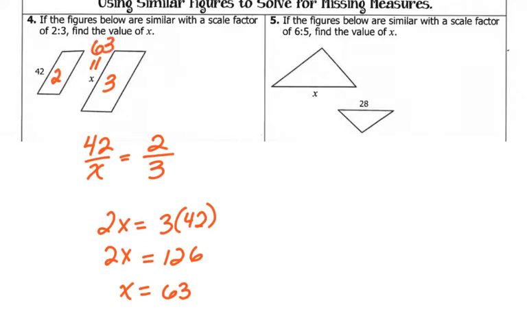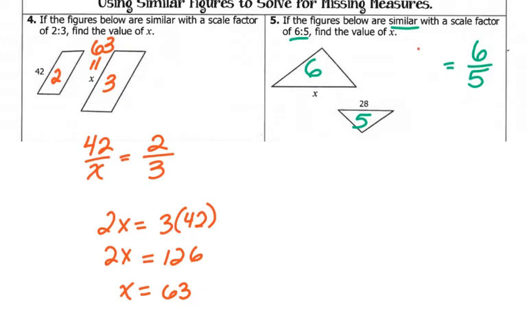On number 5, same concept. The figures are similar with a scale factor of 6 to 5, which means that their side measures will reduce down to 6 to 5, which again you can rewrite as a fraction. And so the larger one, I'll put 6 and 5 inside. I like to mark them up like that so I keep tabs of what the ratios are and what's corresponding.